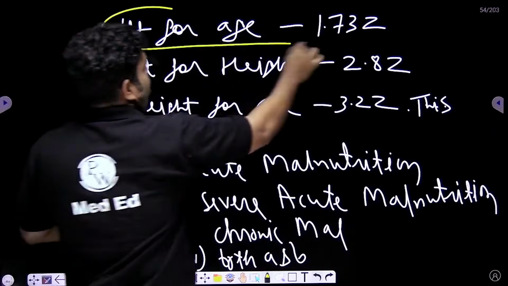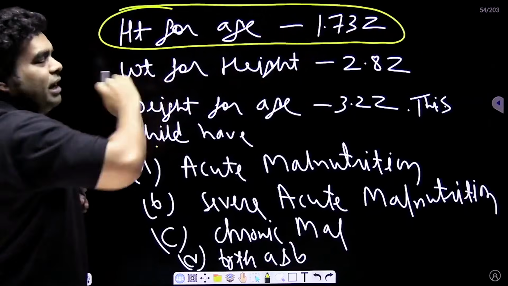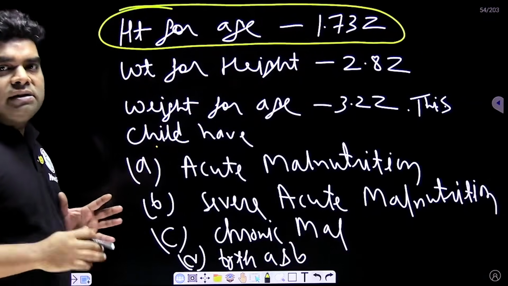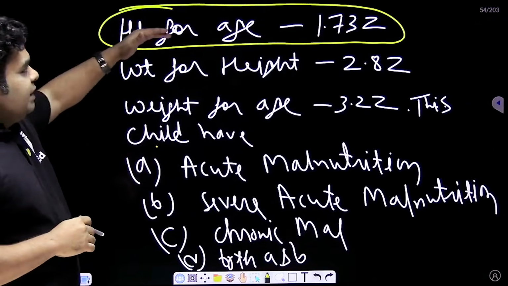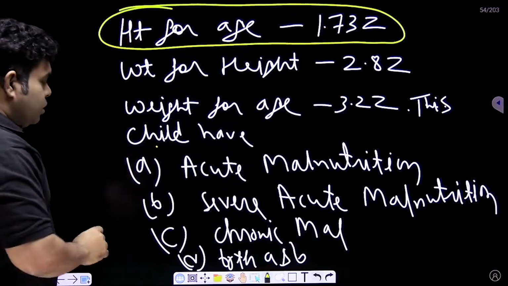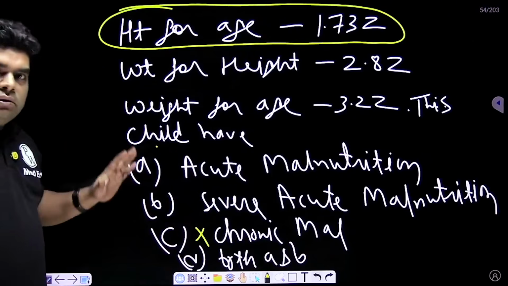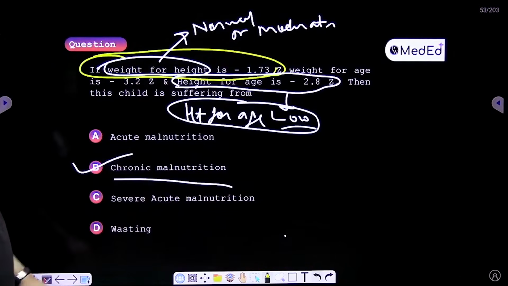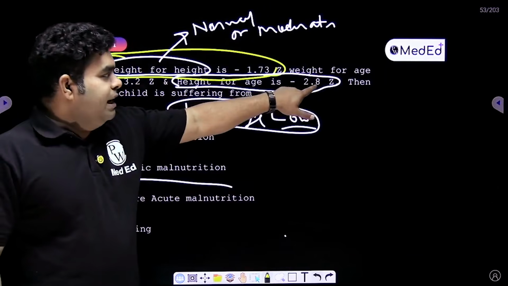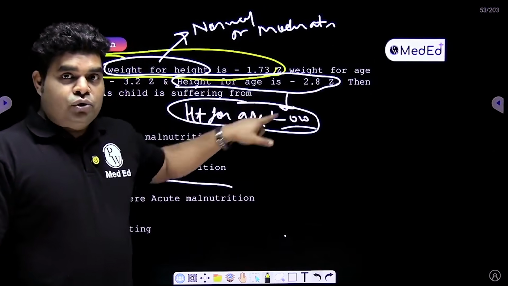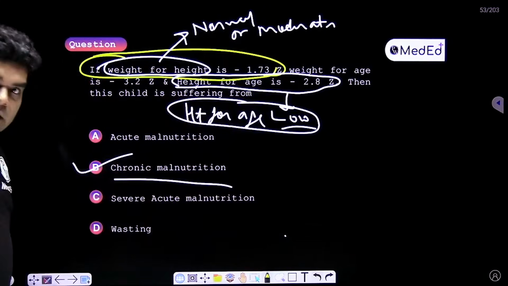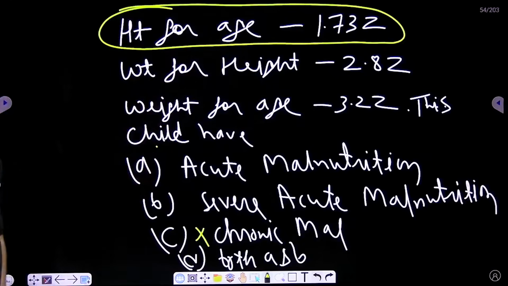Height for age is normal, because whatever is not less than -2, not less than -3 is normal. So if the height for age is normal, it means chronic malnutrition is not there. Chronic is gone, because remember in the last example, height for age was minus 2.8 Z, less than -2, so there was a chronic problem which we answered. But here it's not a chronic problem.